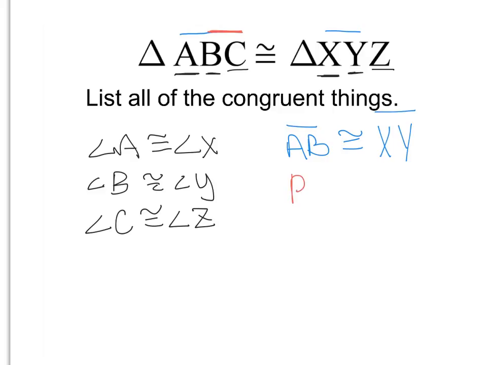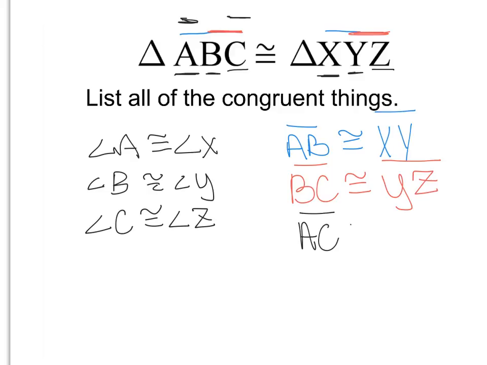BC, and that would be congruent to YZ. Finally, you look at the first and the last letter, AC, and that would be congruent to the first and the last on the second triangle, XZ. And that's what the congruency statement shows us. Everything that's congruent in the triangle.